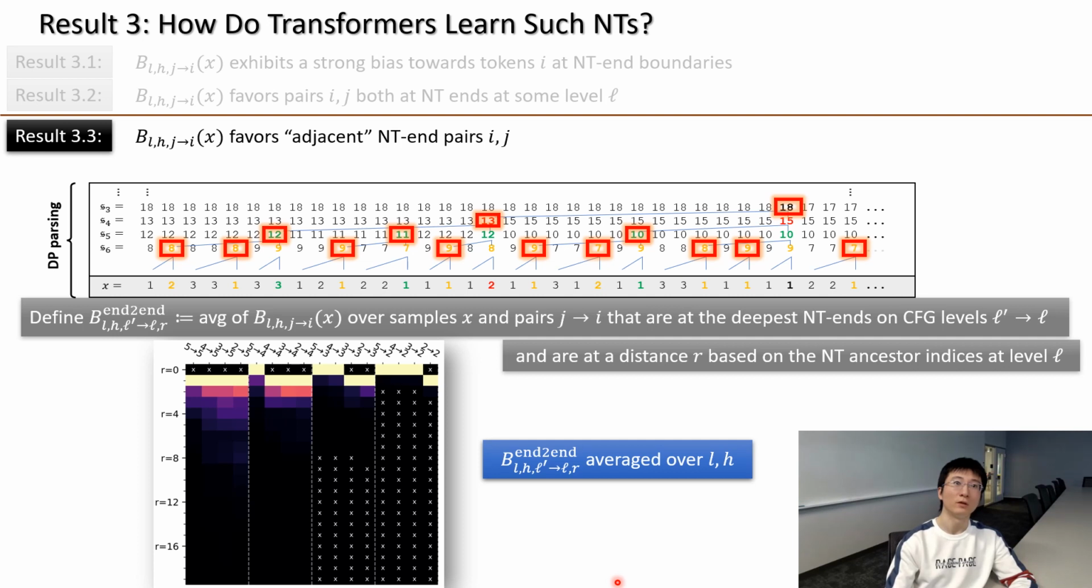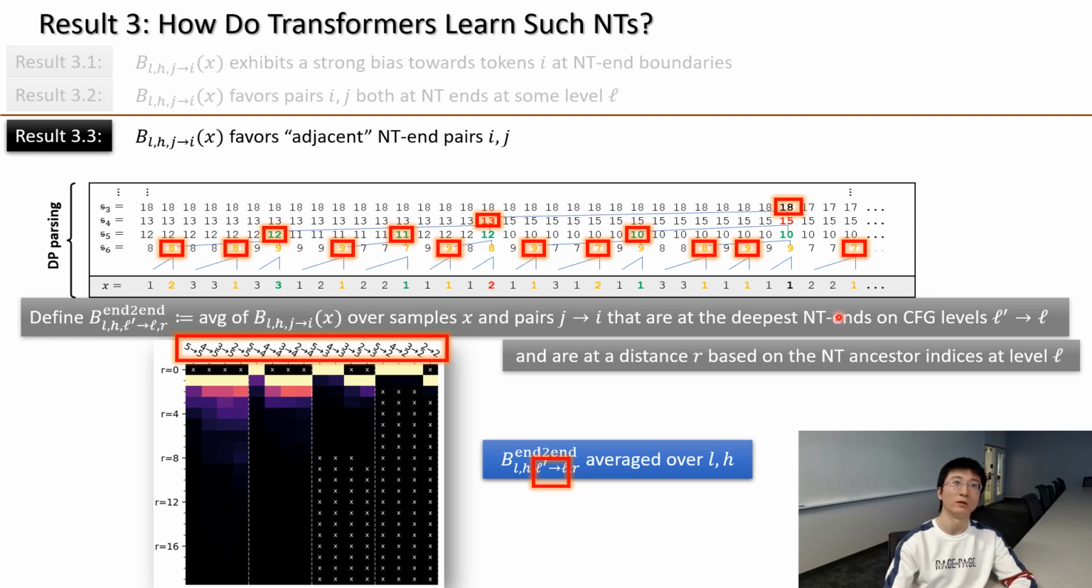So here is what we found out. We plot this end-to-end b value, and we average it over all the layers and all the heads. In the paper, you can see the more detailed result without averaging over the layers and heads. But here is what we found out. The columns represent from which layer to which layer.